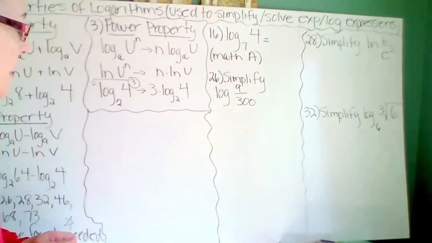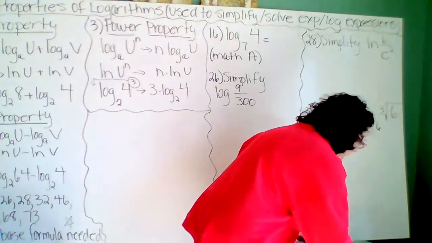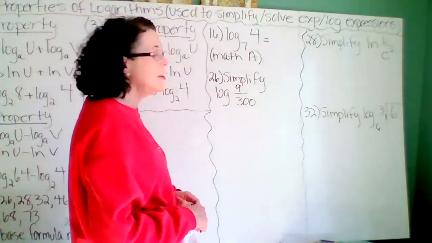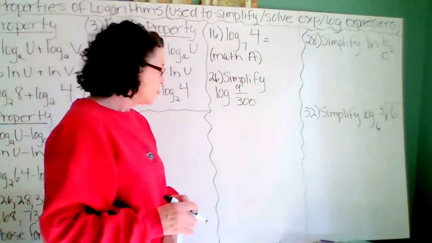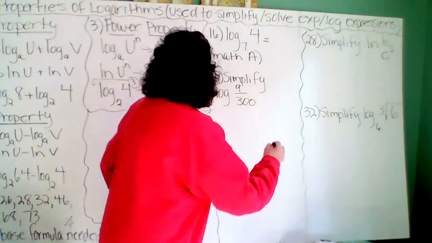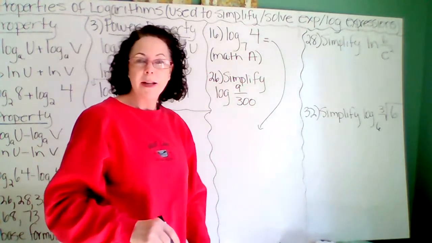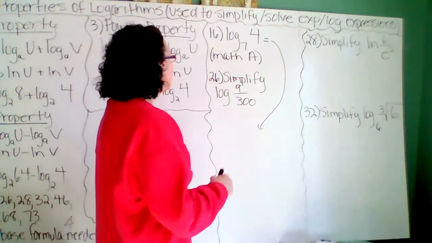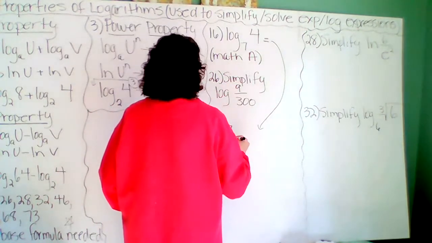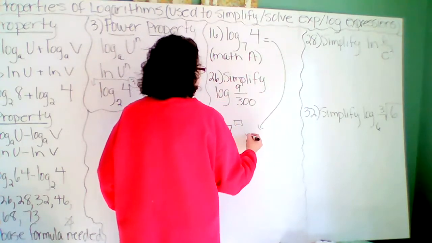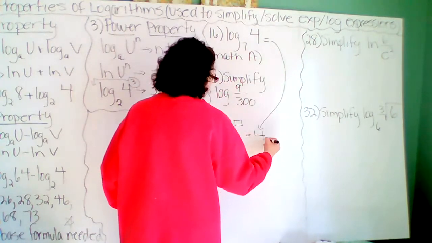Okay, number 16. Log base 7 of 4. They say use the change of base formula. There's really no need to do that. I just want to point out that if you try to write this problem in exponential form, it would have a base of 7, and this says: what is the exponent when the solution is 4?